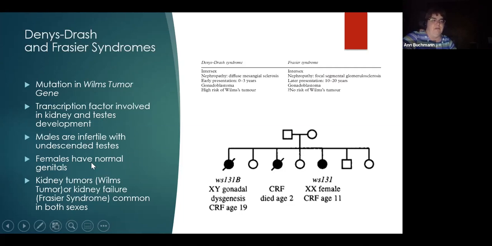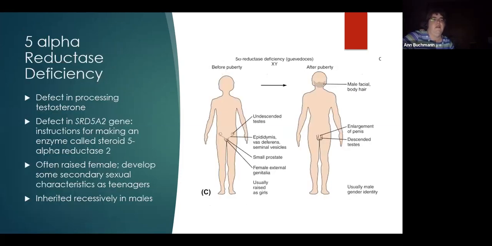Females are pretty normal in terms of their sex and their gender determination. So if you're XX and you have a problem with the Wilms tumor gene, you will just have problems with your kidneys, but not problems with your genitalia. Males are infertile, and they might be defined as females because they have undescended testes. So they might be categorized as females at birth because their testes won't be seen.